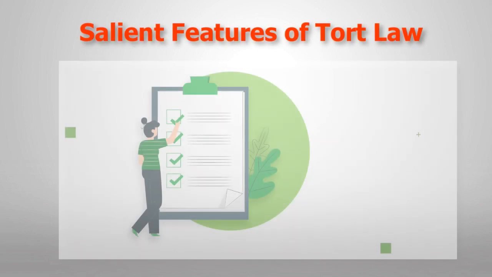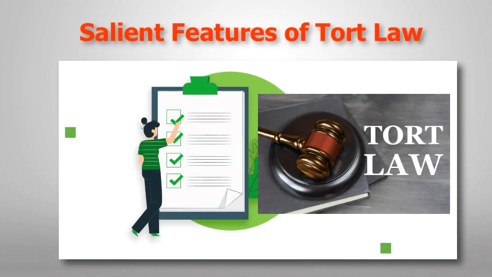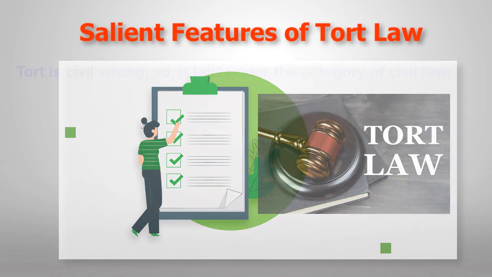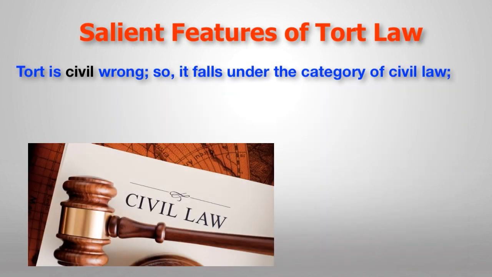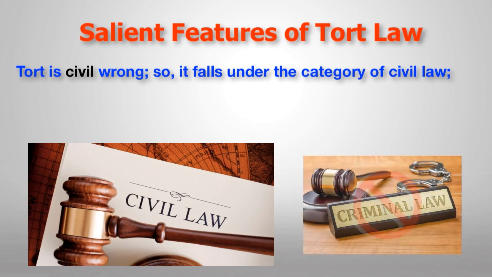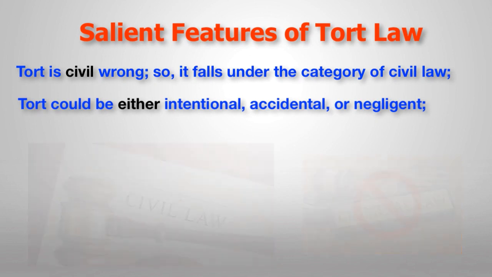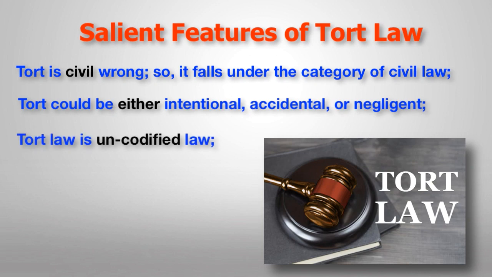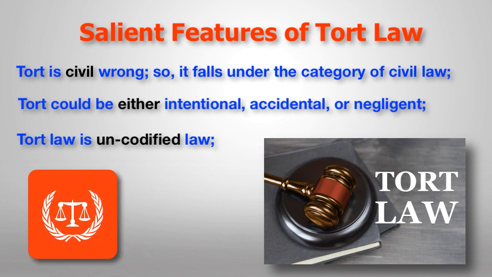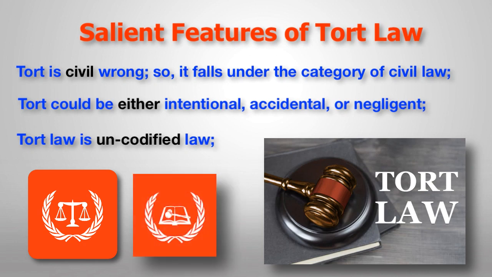Now let's check out the salient features of tort law. Tort is civil wrong, so it falls under the category of civil law. Obviously, it's not criminal law, keep in mind. Tort could be either intentional, accidental, or negligent. We have discussed that just now. Tort law is uncodified law. Now you should know that, and you have to memorize the fact that tort law, unlike other laws such as the Indian Penal Code and the Civil Procedure Code, is not codified, it is uncodified law.